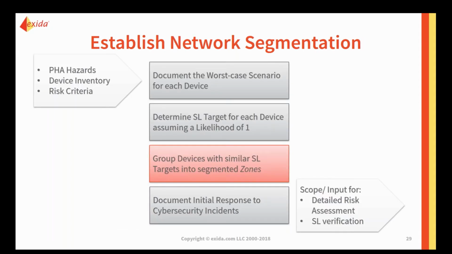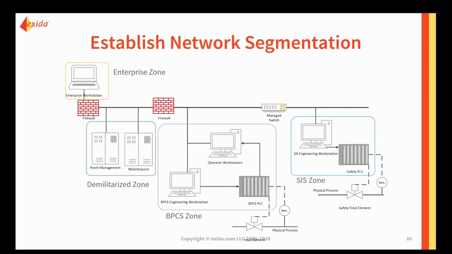Next, we group devices with similar security level targets into segmented zones. As we went through in the example, by adding a couple of firewalls, we could set up a demilitarized zone between the enterprise network and our control zone. So we grouped like devices together into one enterprise zone, a demilitarized zone, and then a BPCS zone and a CIS zone, so that we had segmentation between our basic control systems and our safety systems. Within the tool, we can also mirror this network segmentation strategy and make sure that when we are evaluating systems, we understand the connections between them and how they are separated.